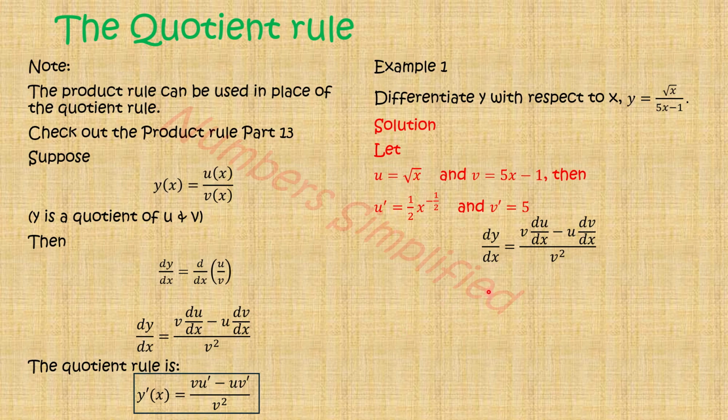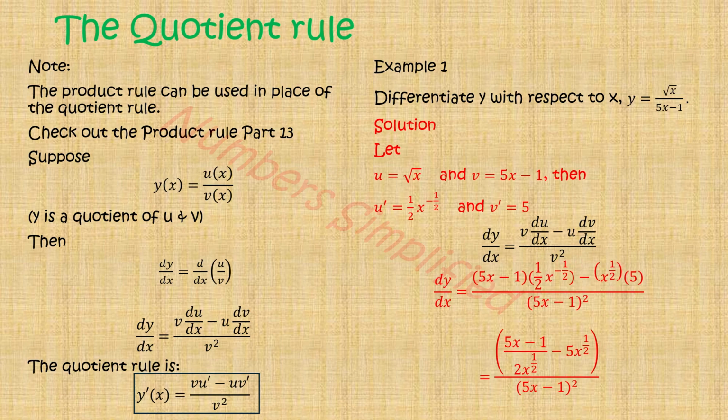Therefore, dy dx becomes v du dx, according to the formula, minus u dv dx over v squared, and substituting for du dx, dv dx, and the v's and the u's, we are going to get that bit over here. And of course, we can simplify it further so that we have something of that particular nature.